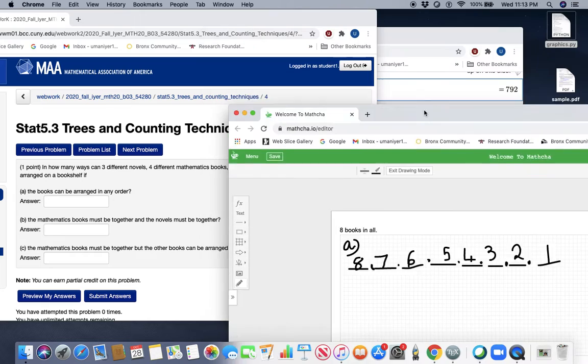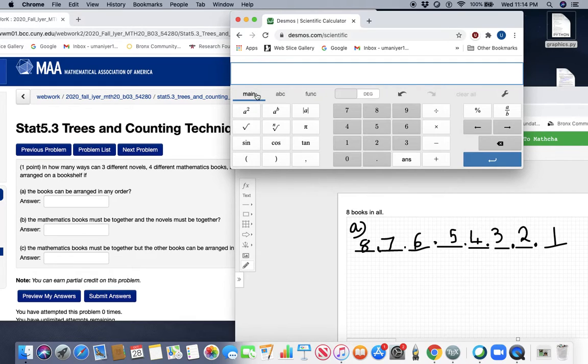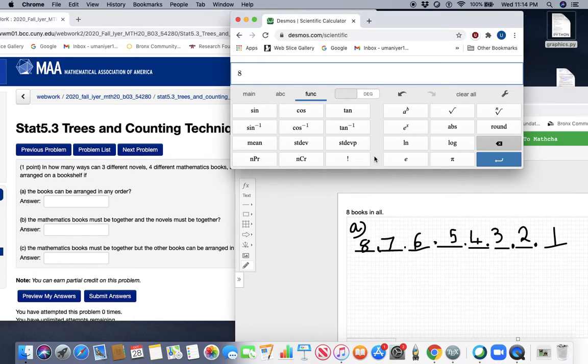8 factorial. So we have our calculator, right? So numbers 8, function factorial. 40,320 different ways.